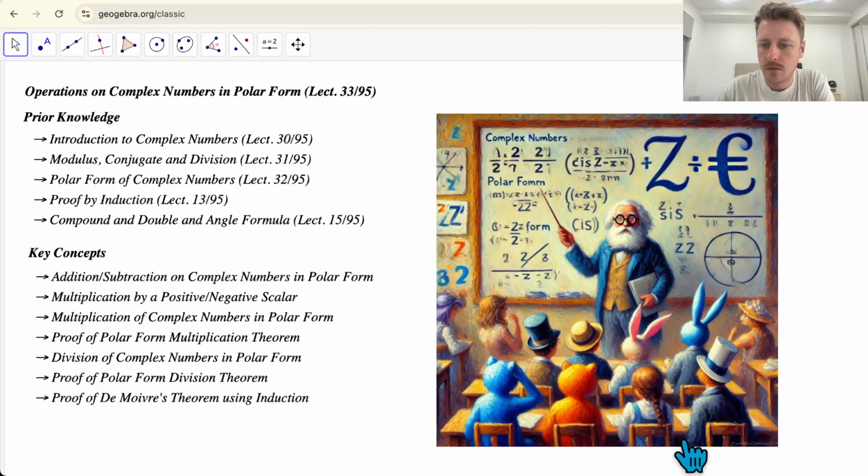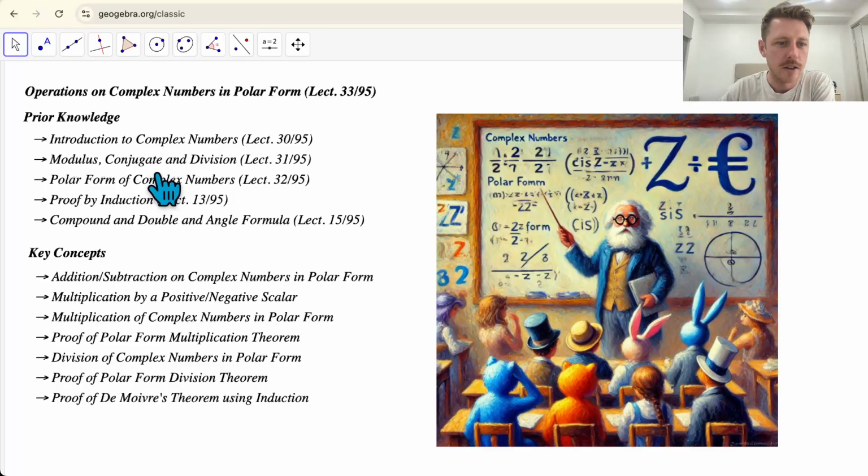All right, the fun continues. I'm going to look at operations on complex numbers in polar form now. So, lecture 33 of specialist maths, and what a great day for it. It's Pi Day, 14th of March, so it'd be rude not to make a maths video. Not that this really has much to do with pi, but still pretty cool.